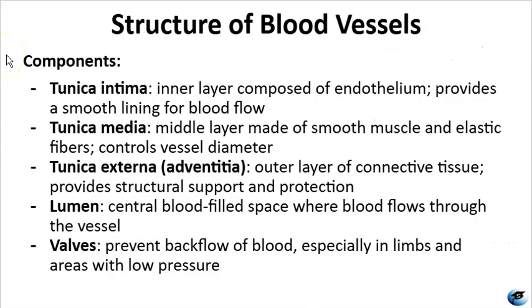Now let's take a closer look at the basic structures shared by most blood vessels, especially arteries and veins, so that we can understand these layers and how they're essential to different parts of the body. So let's go layer by layer from the inside out. First, you have the tunica intima. This is the innermost layer, and it lines the lumen, the central blood-filled space inside the vessel.